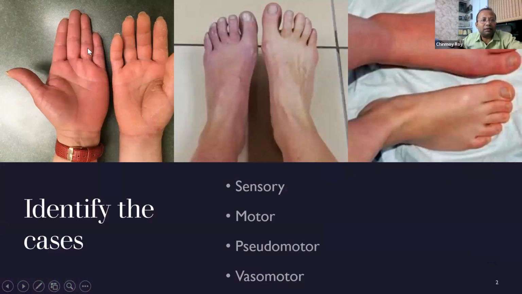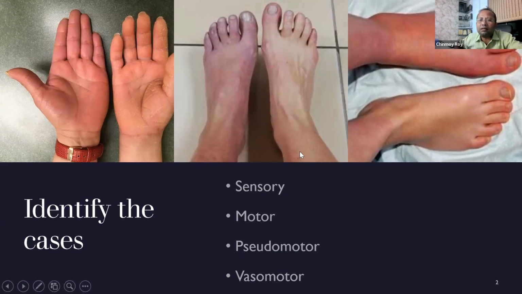Here the hand skin looks normal, but here you see it is a bit dried up skin. So both the hands are not the same. Color difference is there, skin texture difference is there. And of course the nails are also different; you can see the nails here but not on this side. Here in the leg also you see there are some differences. There is a bluish discoloration.